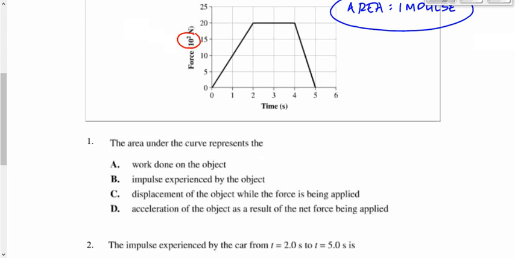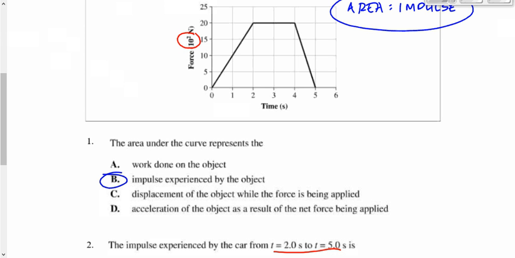The area under the curve represents, this is easy, the impulse experienced by the object. We didn't have to do anything there other than recognize that area equals impulse. Question 2 says, the impulse experienced by the car from 2 to 5 seconds. Boy, you sure have to be careful about that one, right? What's the temptation if you're not paying attention in this one?